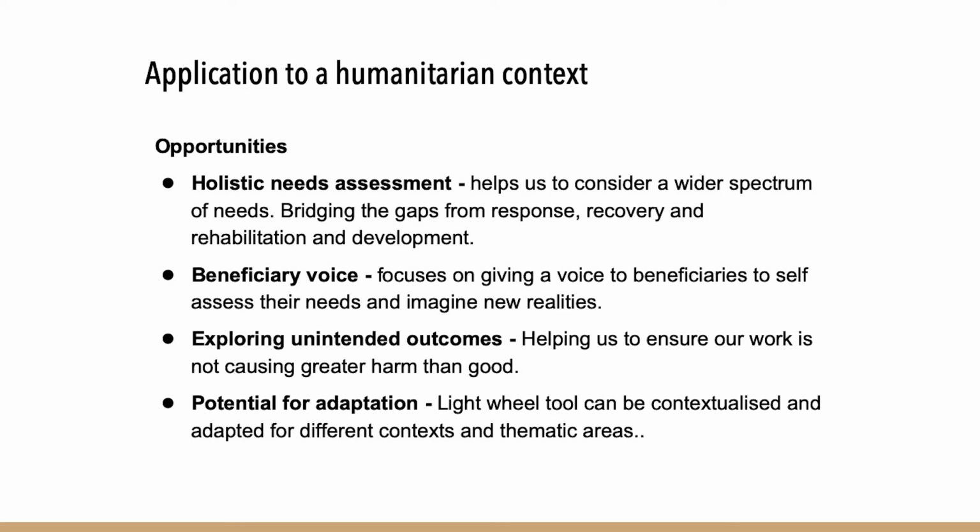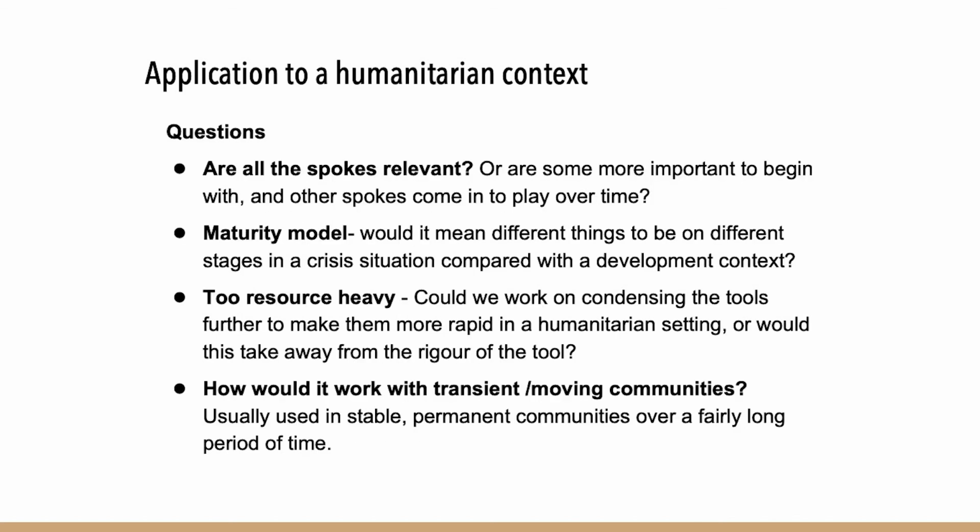So I think there is real potential for the light wheel to be adapted to a humanitarian setting. That links to my questions about how it would have to be changed, and whether there are any thoughts in the audience on that. First, are all the spokes relevant? Can we expect to touch these nine domains in a humanitarian response, or is it more about a joined-up response, bringing in different spokes as we move through the stages of response? Then, would the maturity model have to change in terms of what we mean by level 1 to level 5? Obviously that's different in a development context compared with a humanitarian one. So how would that work?